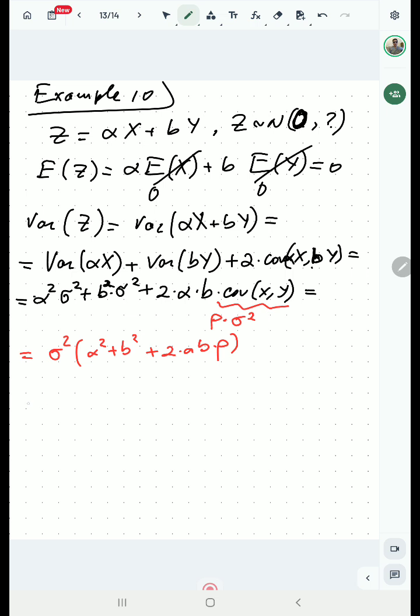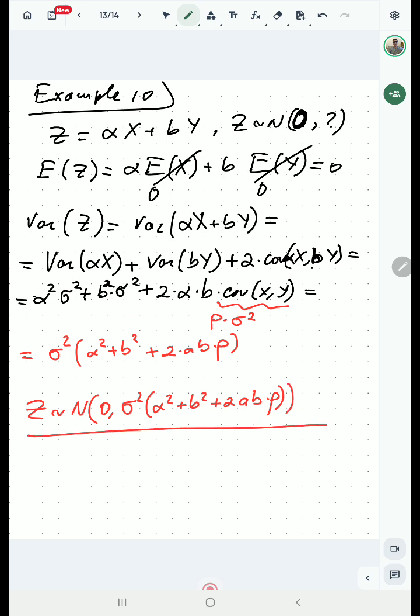Let me rewrite it here. We can say that z is going to be normal by the theorem, because the theorem is telling us that a linear combination of normal variables is still normal. So it's going to be normal with mean 0, but with the variance of sigma square times (alpha square plus beta square plus 2 times alpha, beta times rho). And that is all. That is the solution.